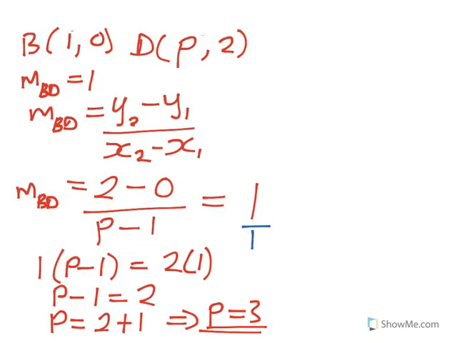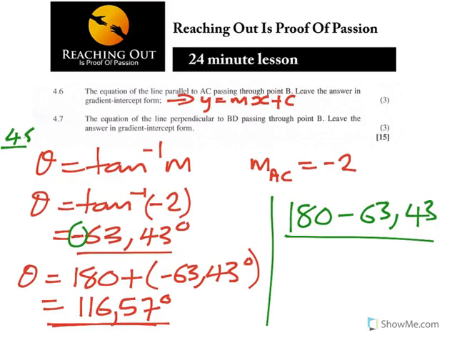So in this case, the first thing you are going to have is the gradient m of AC. We did find it, it was minus 2. They said it passes through point B, and you know point B is also given as (1, 0). So now there are 2 ways that you can solve this.